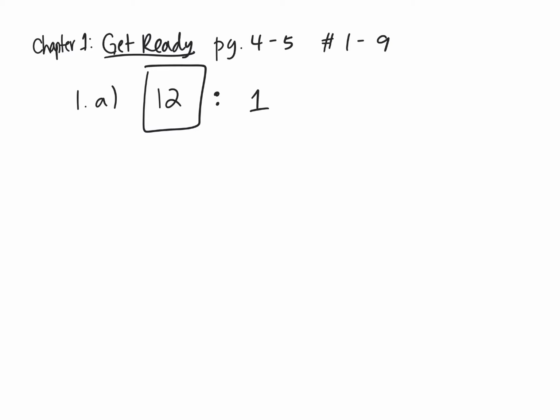To factor means to break up a number into numbers that can be multiplied together to get to the original number. So we're looking for numbers we can multiply together to get to this original number. 1 times something gives me 12. This is what I'm trying to factor. 1 times what is 12? 12. Does 2 go into 12? 2 times what is 12?